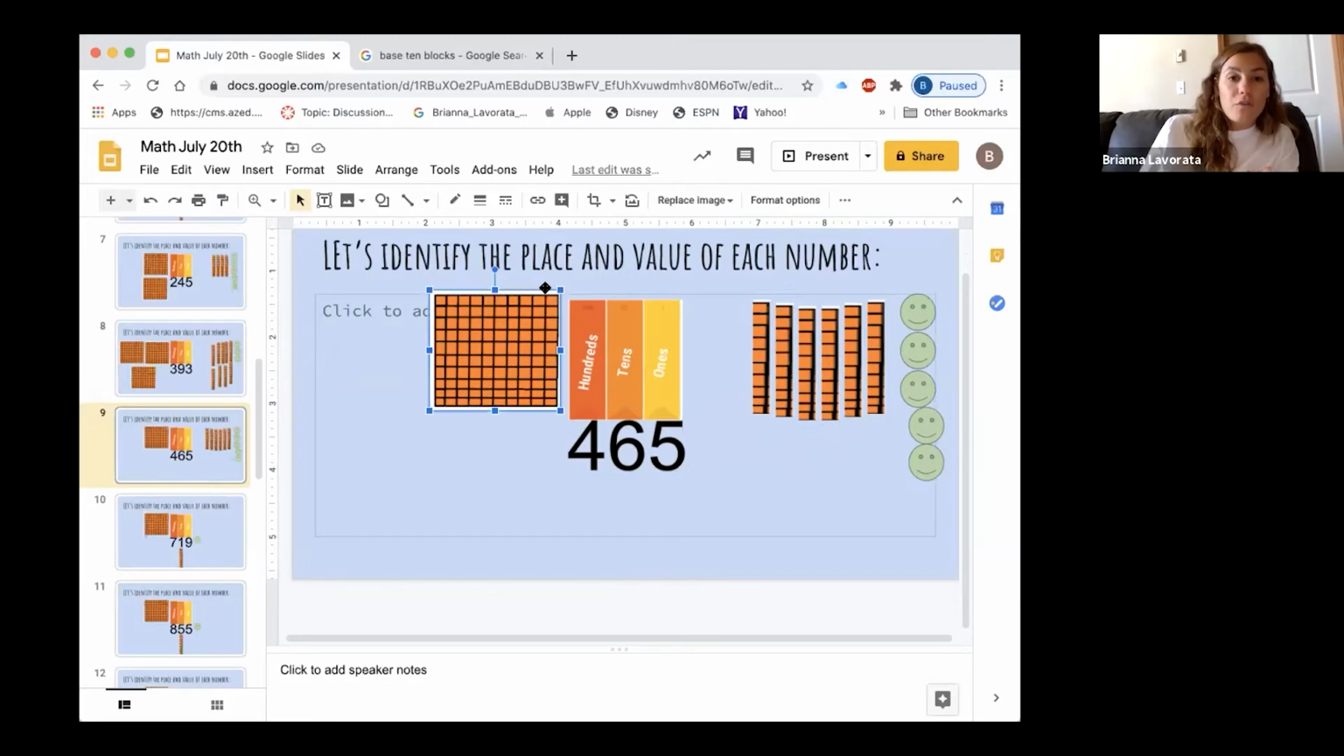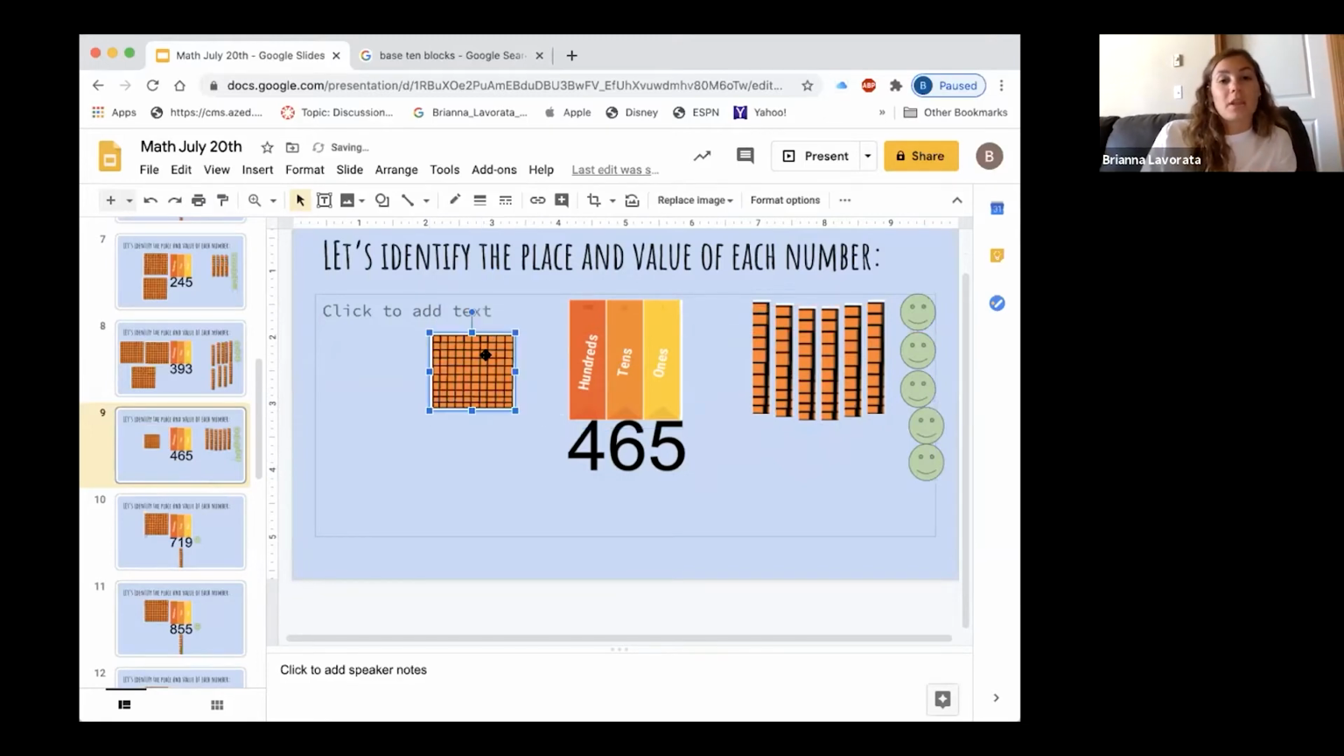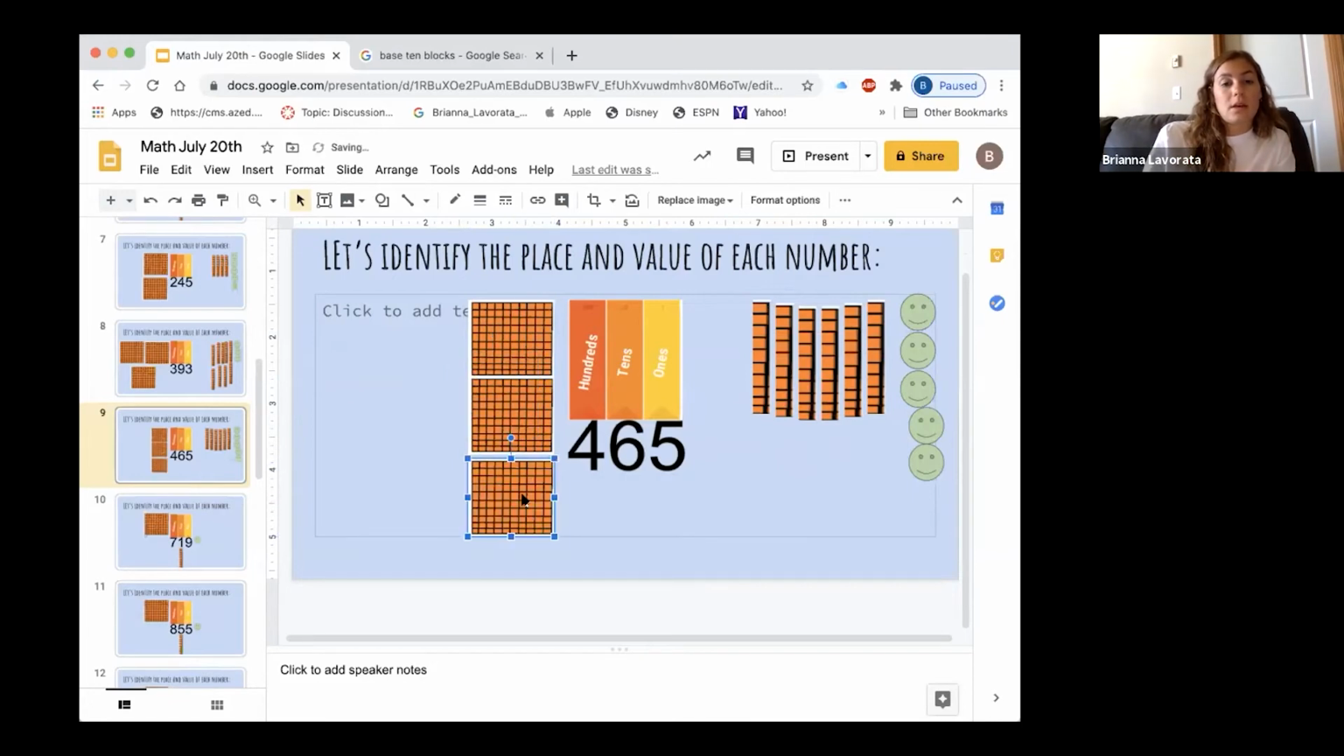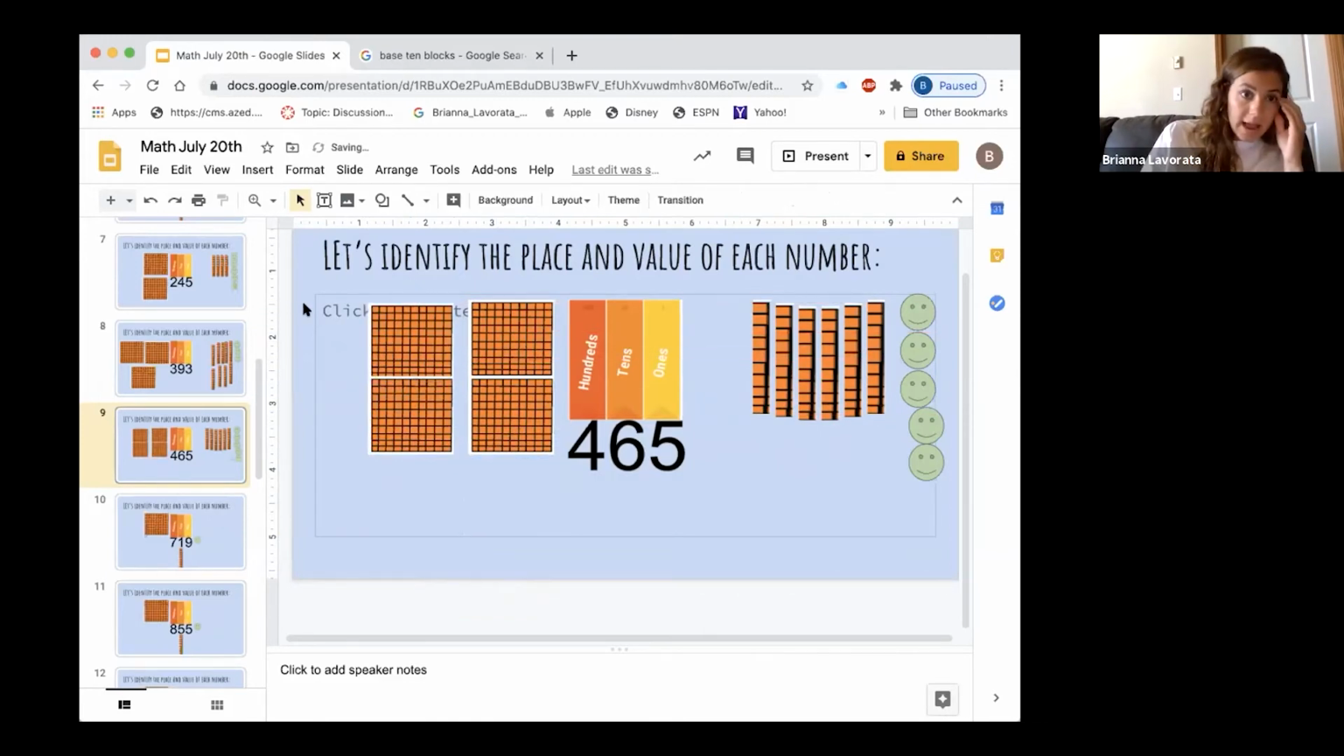And now we have 4 groups of 100. So I need 3 more. 1, 2, 3, and 4. There we go. So now all together I have 400s, 1, 2, 3, 4. I have 6 groups of 10, 1, 2, 3, 4, 5, 6. And I have 5 ones, 1, 2, 3, 4, and 5. My number, how I read it, is 465.